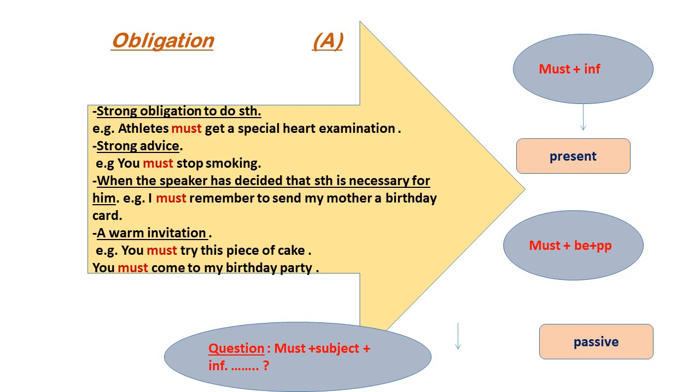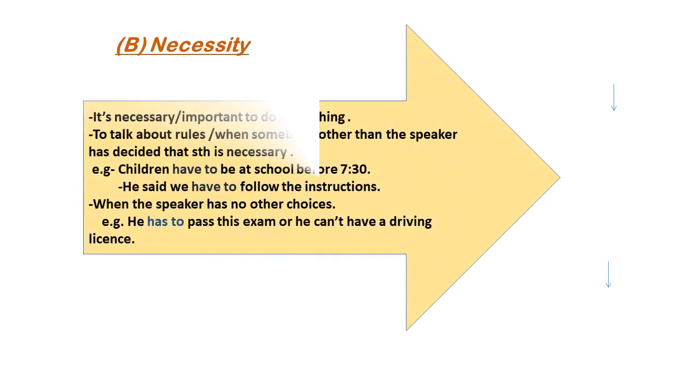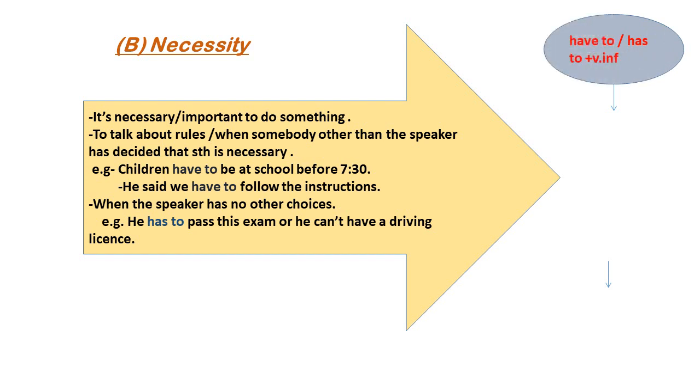Notice that we can use must as a noun when I say it's a must to eat healthy food. Here, must means a necessity. To express the necessity, we use have to or has to plus the infinitive.